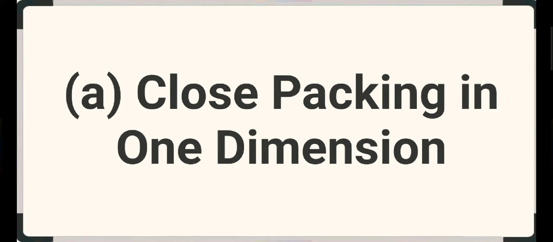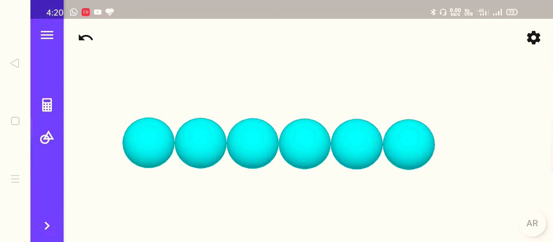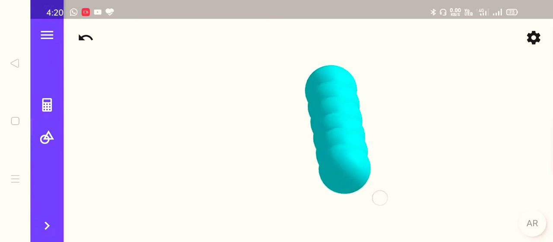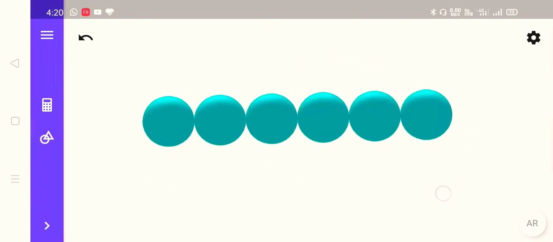So, first step is close packing in one dimension. There is only one way of arranging sphere in one dimension. We can arrange them side by side and creating a row. In row, each sphere is touching each other. So, here we have a one dimensional close packed structure.